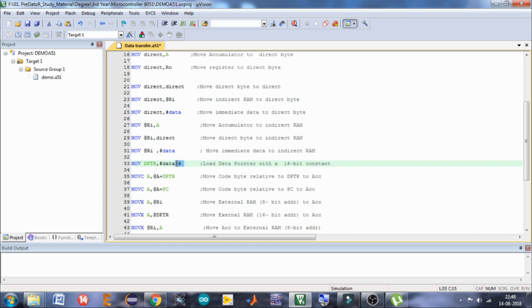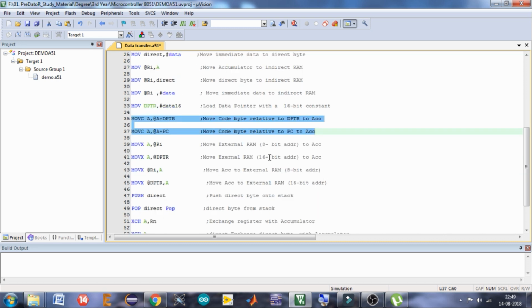Now sometimes we need to address a 16-bit address, but for the 16-bit addresses, all the above instructions become invalid because they hold only 8-bit addresses. For this purpose, we use the data pointer. The data pointer has the capability of holding a 16-bit address, and in this case, the 16-bit address is loaded directly into the data pointer. This instruction is specifically used for moving the data into or from the external memory location, that is from the 64 KB RAM.